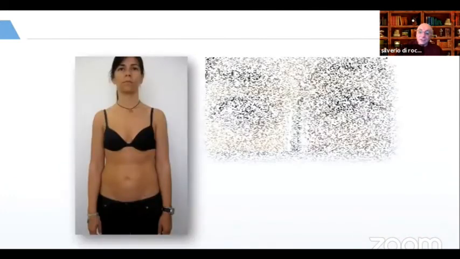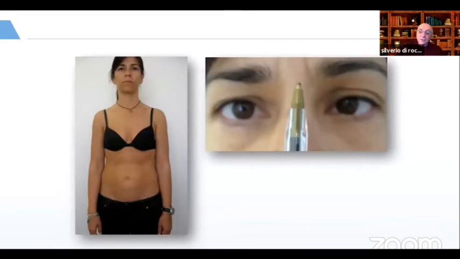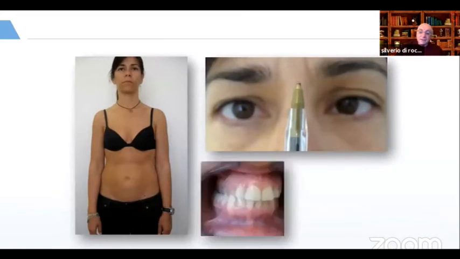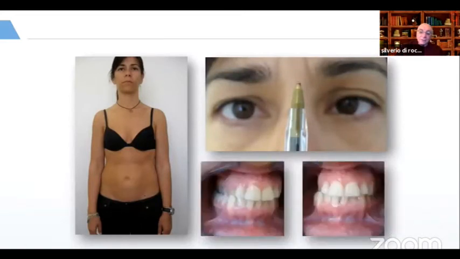Postural alteration here, oculomotor system alter, occlusion alteration. How we treat it? Only the dentist, only the optician, only the physiotherapist. If they don't communicate together and they don't have a protocol to work together, it's very difficult to treat this patient.